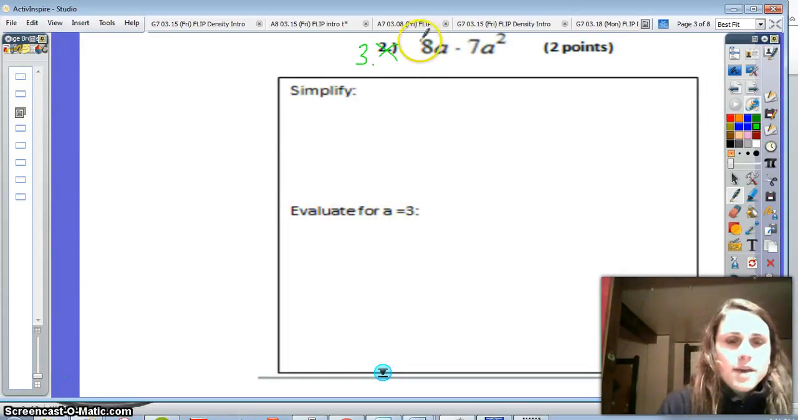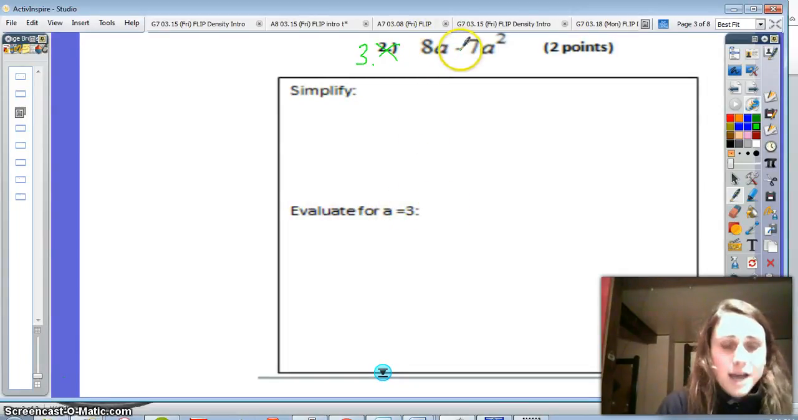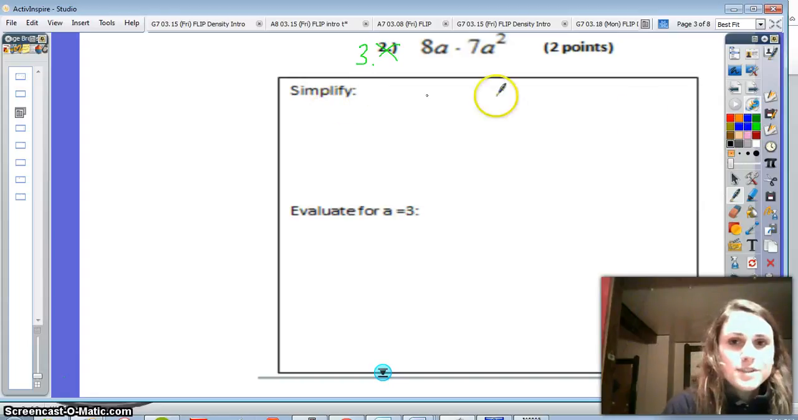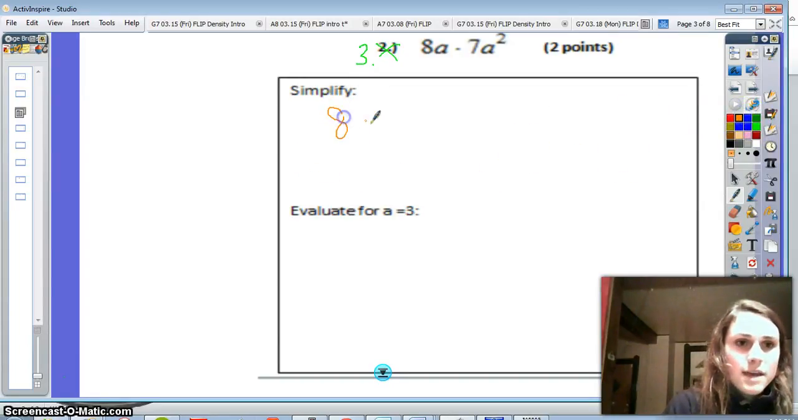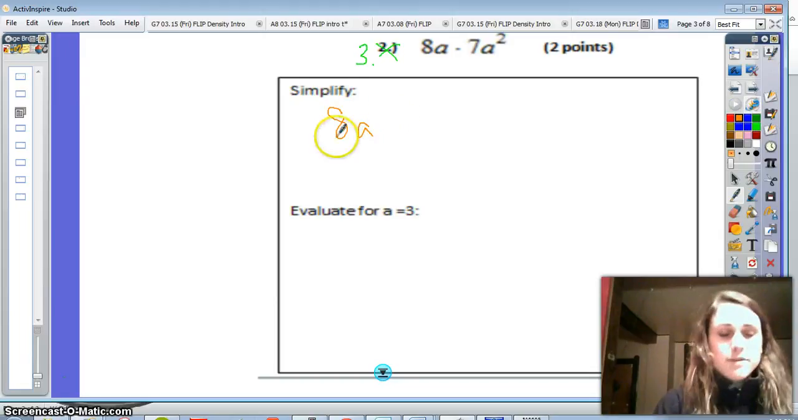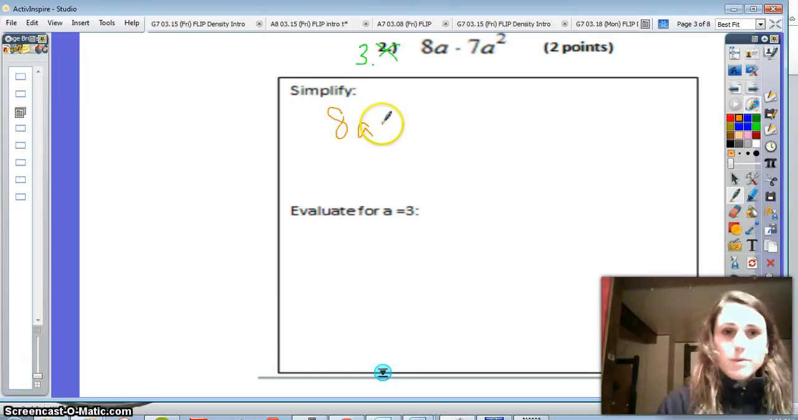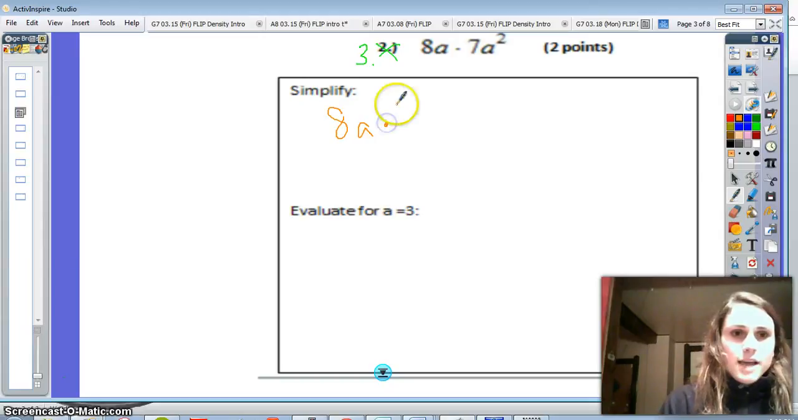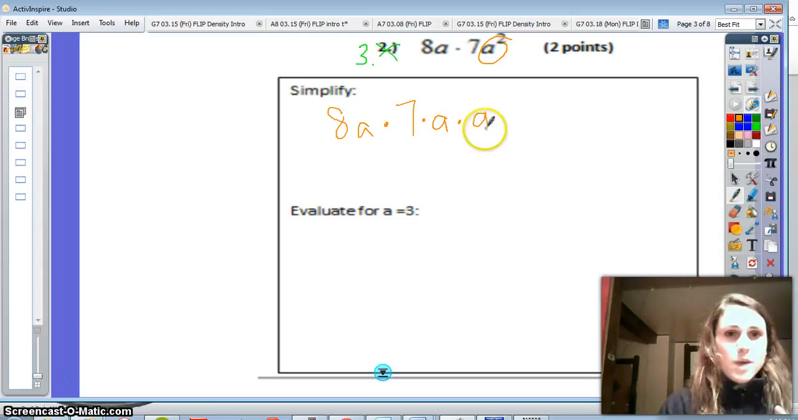So we see at the top that we have 8 times a times 7 times a squared, or a to the second power. So the way we learned in class to simplify this was to first expand all of your expressions. So 8a is in expanded and simplified form, just 8 times some number a. We don't know that value. And then we have times 7 times a times a. And what I did here is we have a squared, that's a multiplied by itself twice.